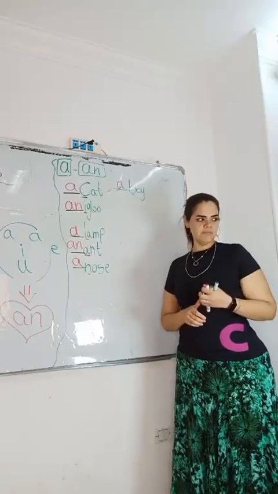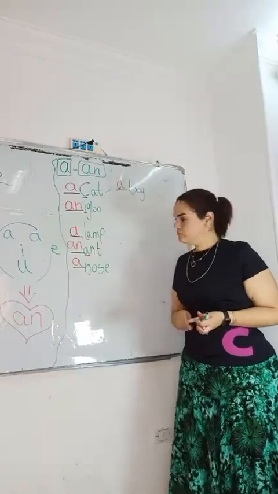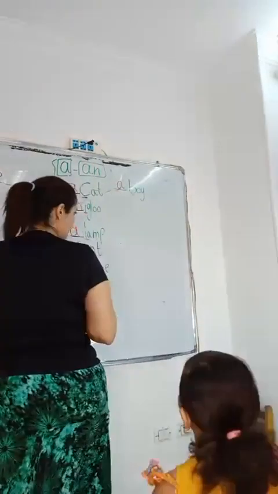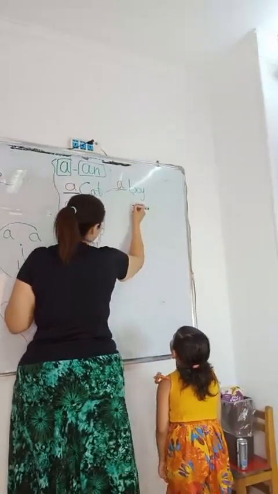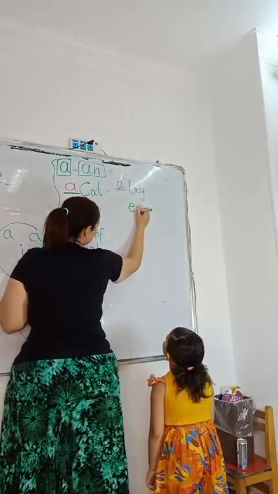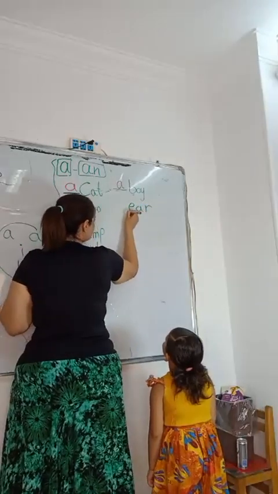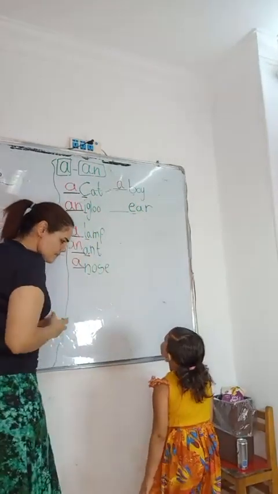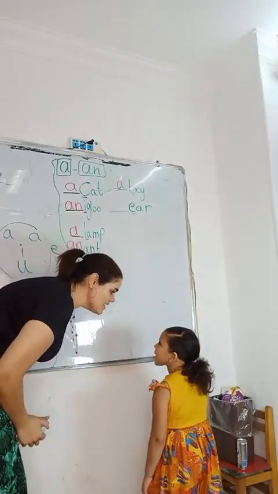Liar. Come. I have here another word, Yalaya. Like we have the word ear. The first letter, what is this letter? E. Bravo, Yalaya. Letter E.